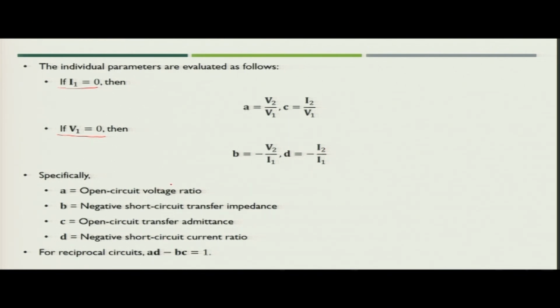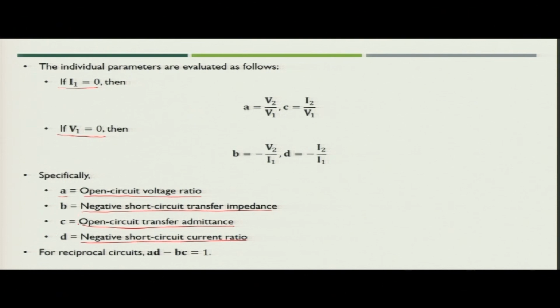So, what you can write, A is nothing but the open circuit voltage ratio. What is B? B is the negative short circuit transfer impedance, because it is basically the ratio between V and I. C is the open circuit transfer admittance, because it is the I by V ratio, and D is the negative short circuit current ratio, that is the ratio between I2 and I1.